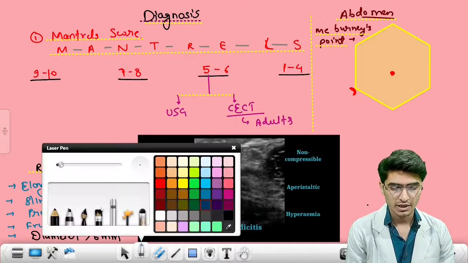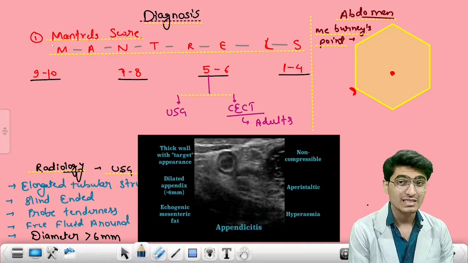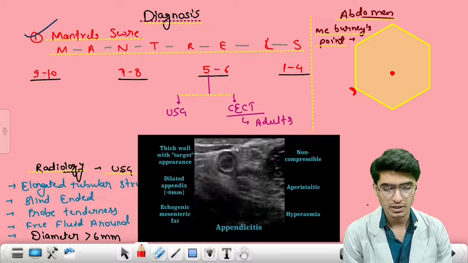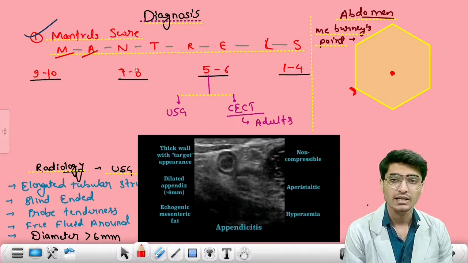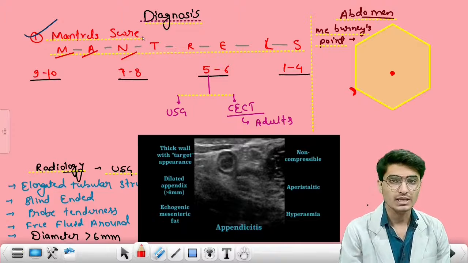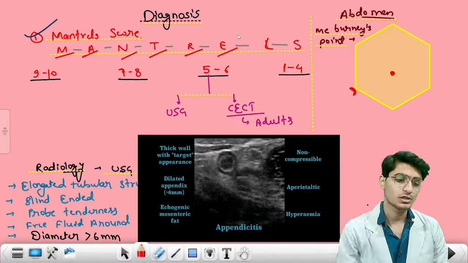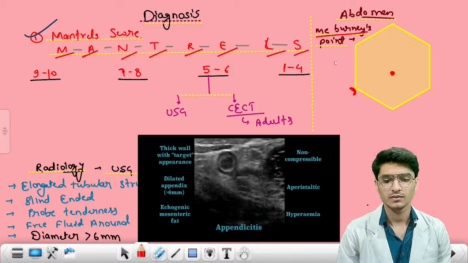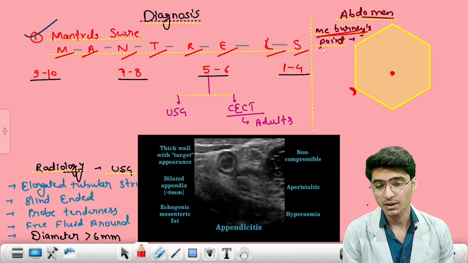The diagnosis of acute appendicitis is purely clinical, and we will rely on a scoring system, that is the Mantrels score or modified Alvarado score. M stands for migratory pain, A is anorexia, N stands for nausea and vomiting, T stands for tenderness, R is rebound tenderness, E stands for elevated temperature, L is leukocytosis, and S stands for shift to left. Before we discuss the Mantrels score in detail, we will check for McBurney's point here.